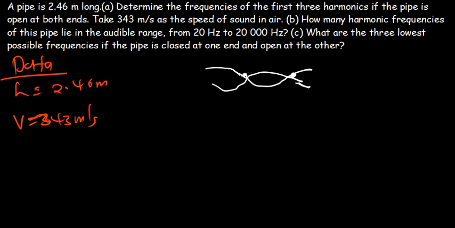So in this case, n is equal to 3, because this is 1 over 4, this is 1 over 2, and this is 1 over 4.